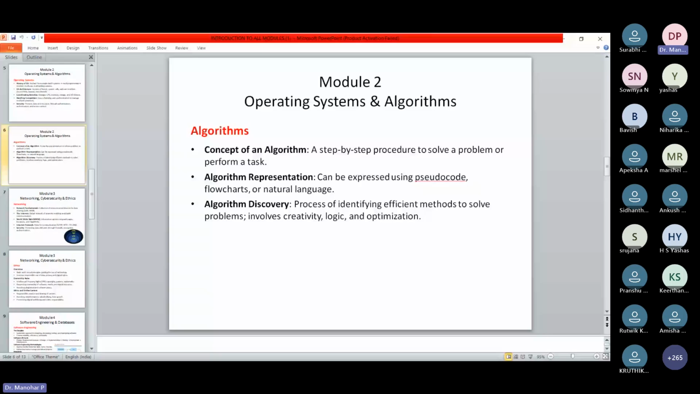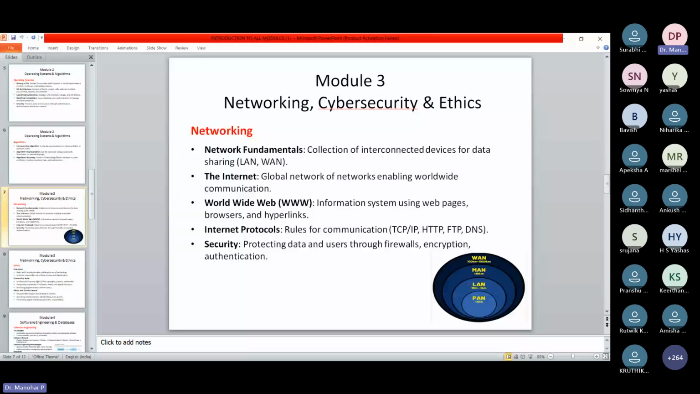Then networks and cybersecurity ethics form the third module. Networking is a collection of connected devices. Many devices communicate with each other through a network. There are two types of networks: LAN and WAN, local area network and wide area network. And also the internet is the largest WAN, a network of networks through which you can communicate globally. And the World Wide Web, where information can be accessed through web pages, browsers, and hyperlinks.